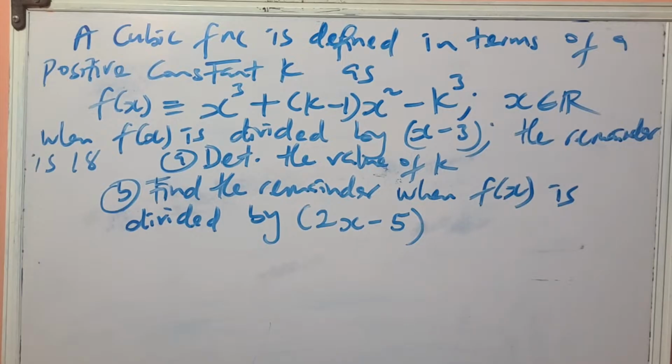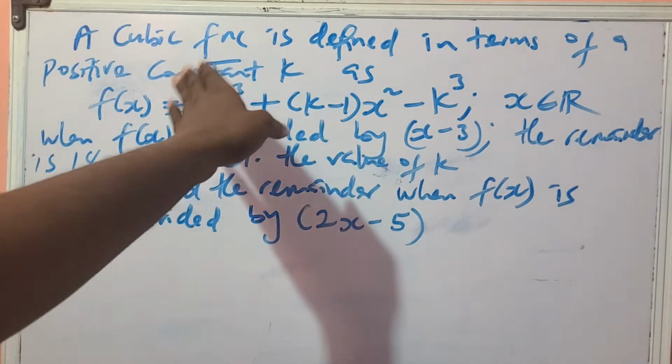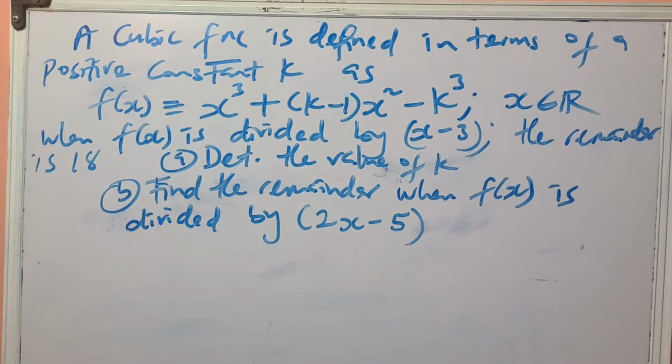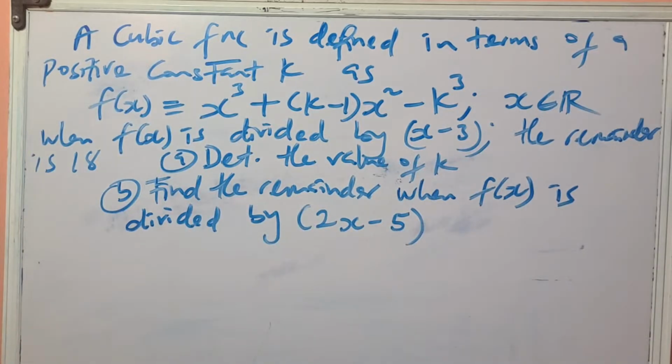tonight. So this question said you have a cubic function defined in terms of a positive constant k. Note that. Make sure you read your question perfectly. And x was an element of real numbers. So f of x is divided by x minus 3, but x minus 3 wasn't a factor because you had a remainder and the remainder was 18. So we're told to determine the value of k.